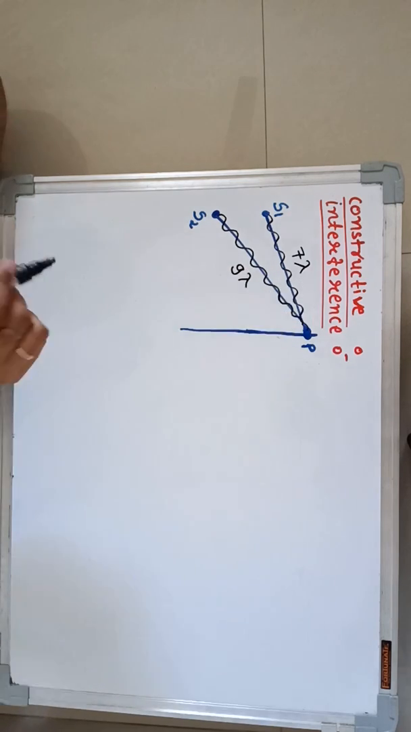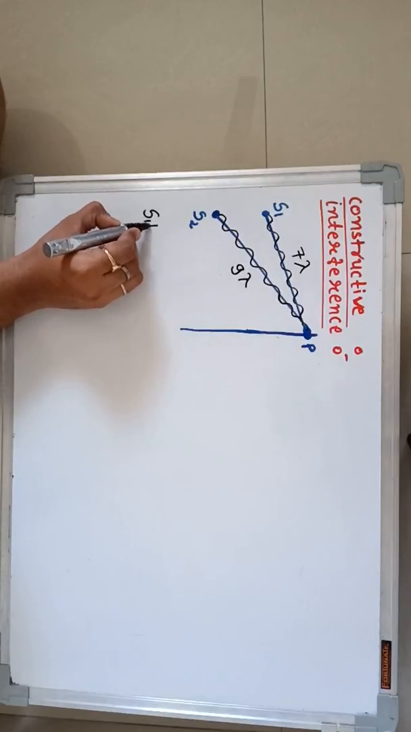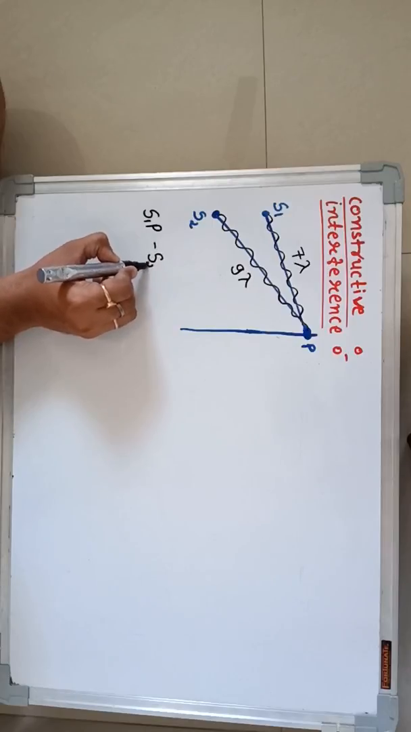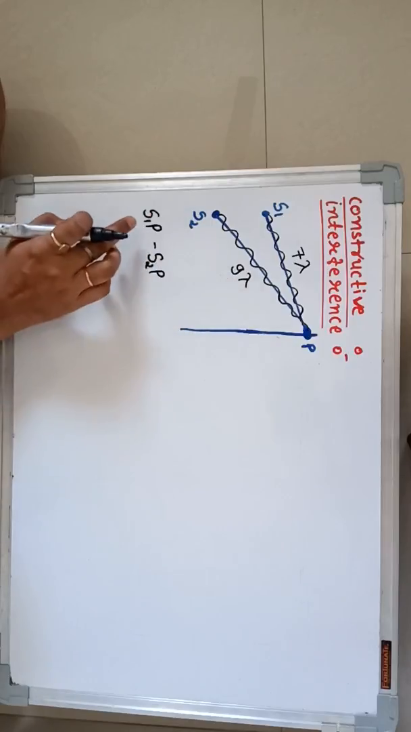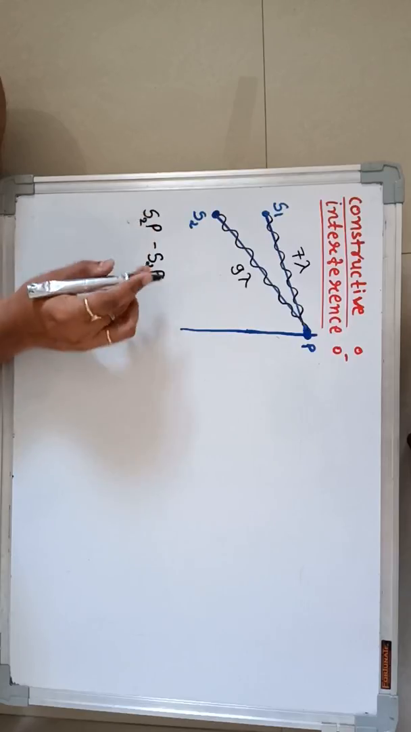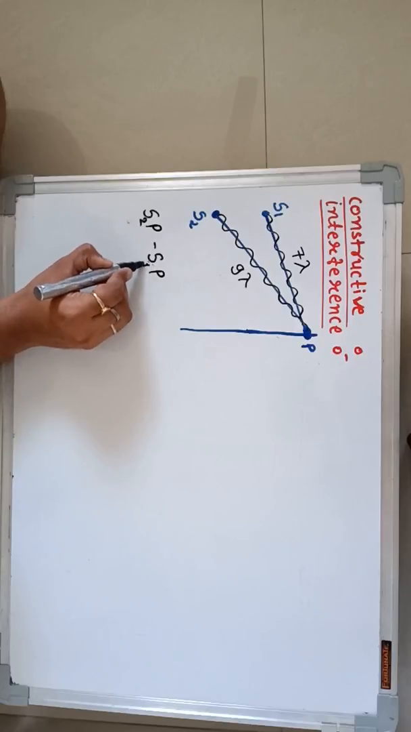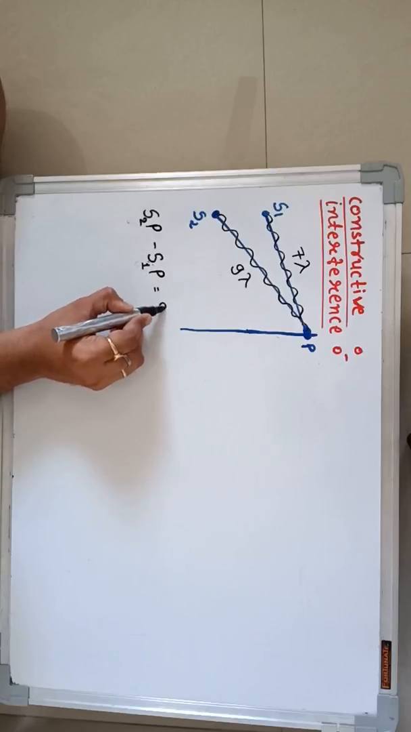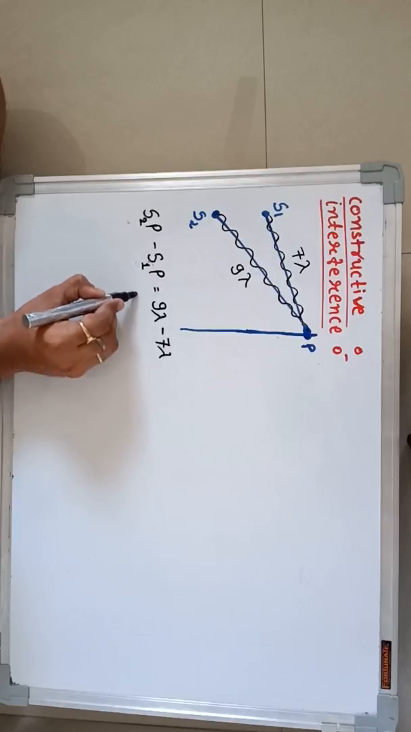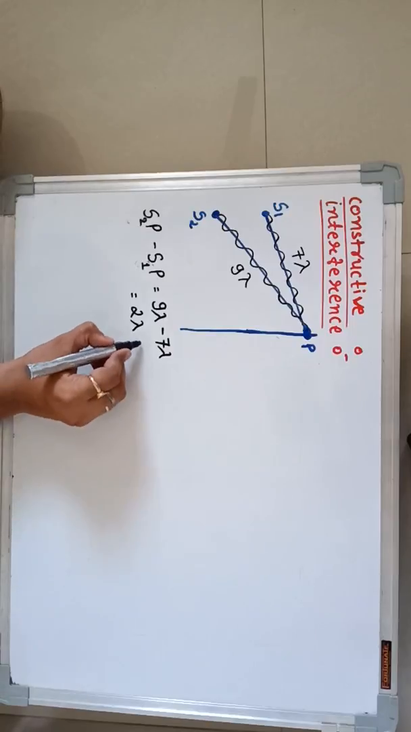Students, from the figure we can write S1P minus S2P. Here S2P is greater than S1P, so we have to take S2P minus S1P. So it is 9 lambda minus 7 lambda. It comes to 2 lambda. This is the path difference.